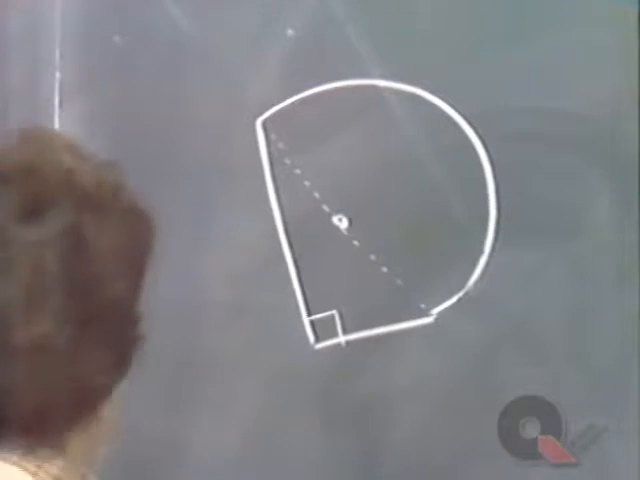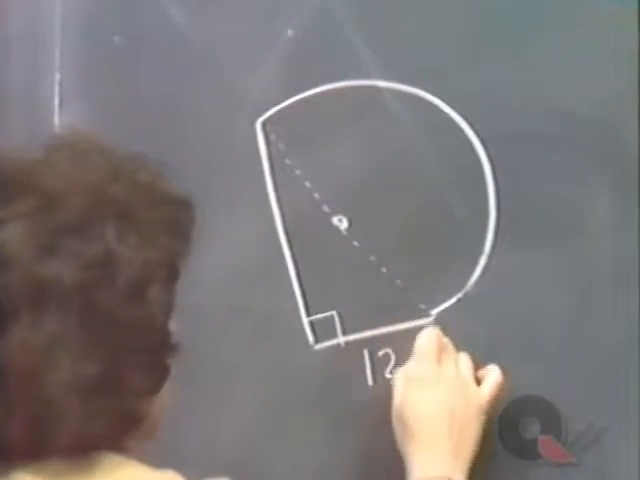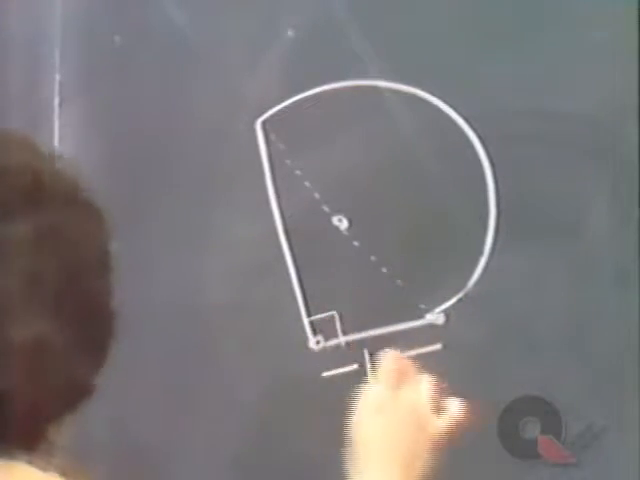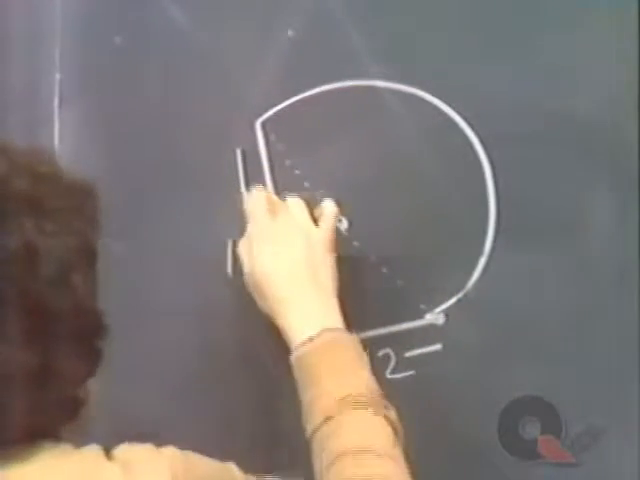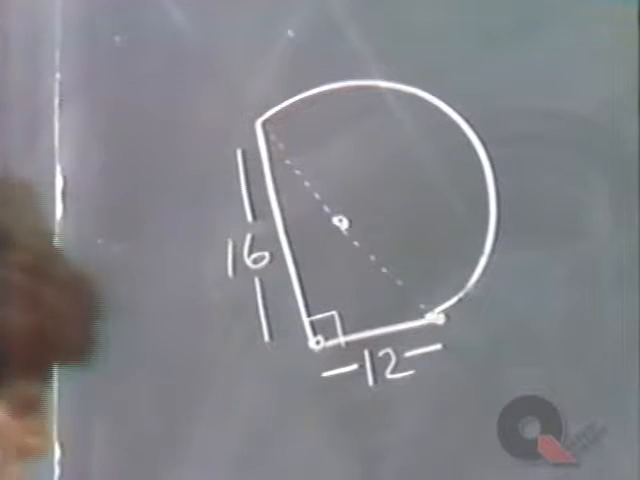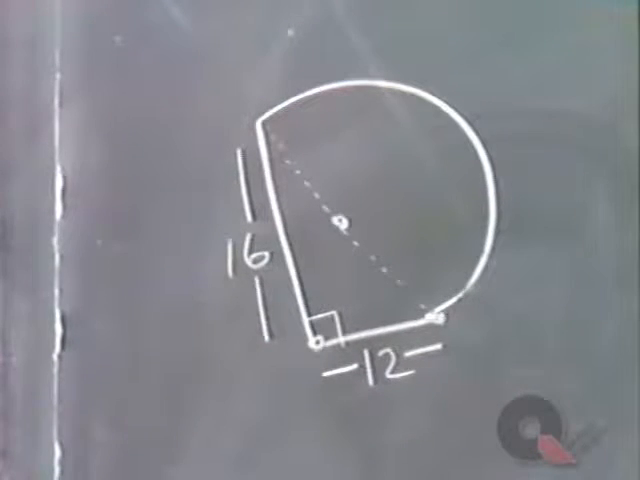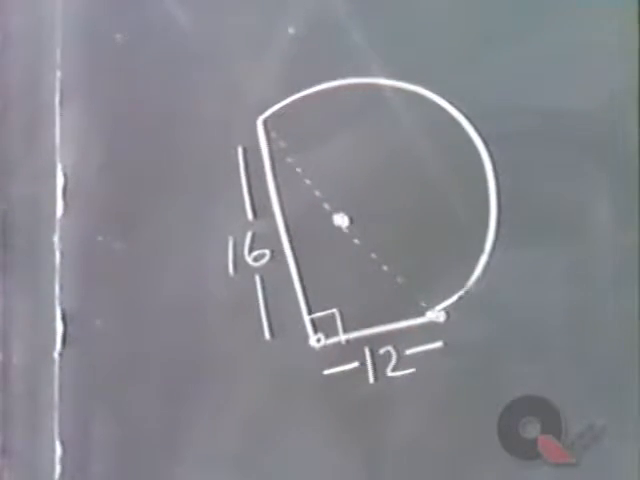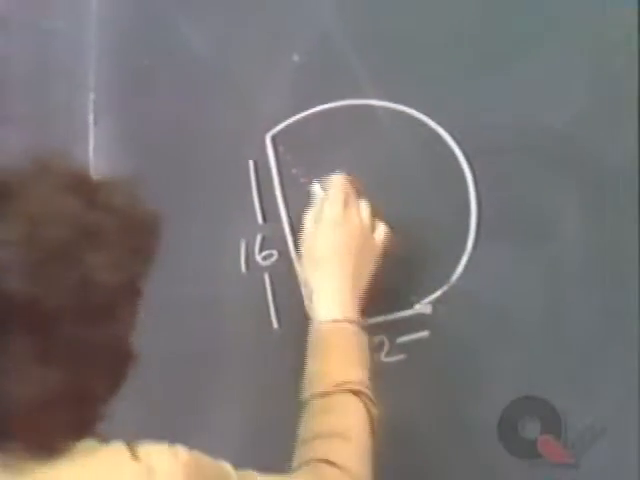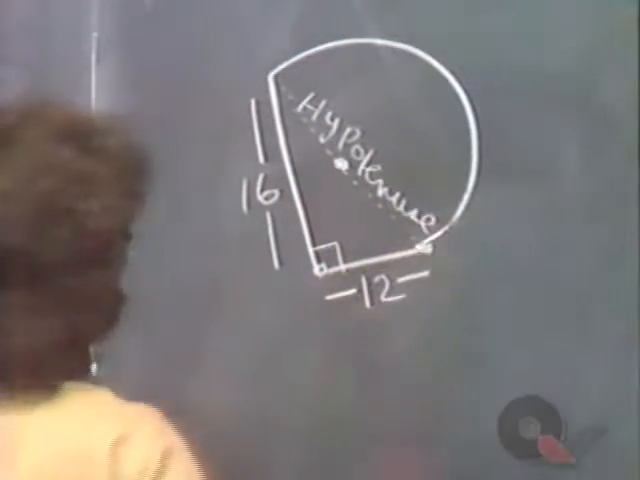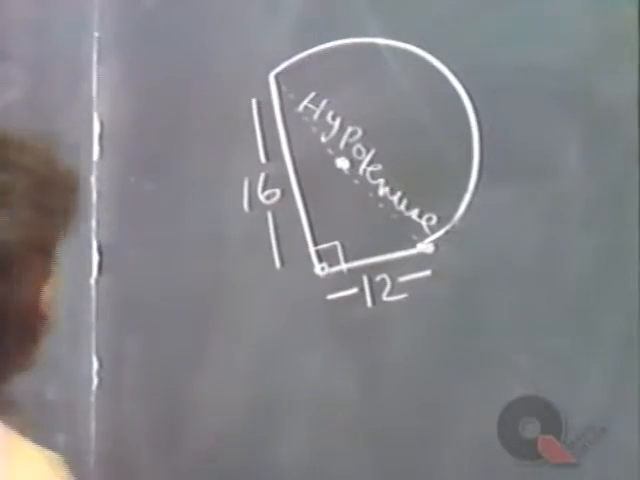Okay, let me tell you that this is 12 units from here to here, and that this is 16 units. Okay, and that's all I'm going to tell you. And what we want is the area and the perimeter. The first thing we're going to do is figure out the hypotenuse of this right triangle. That is over here. This is the hypotenuse.